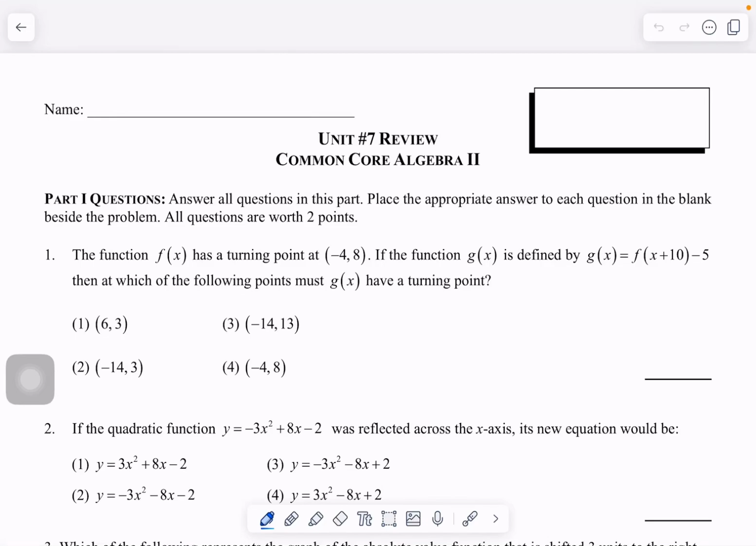Okay, I'm coming to you from room 305. It's 7:15 in the morning, and here's the review for Friday's quiz.